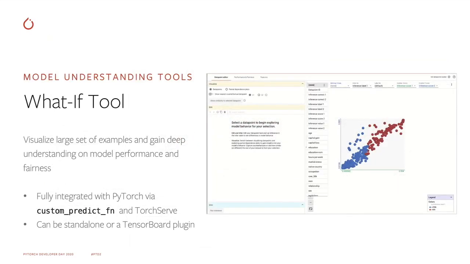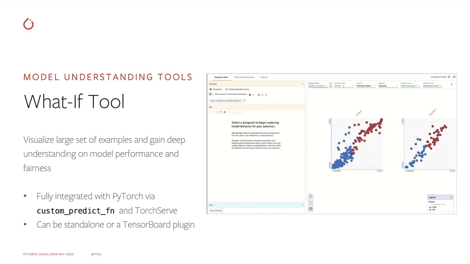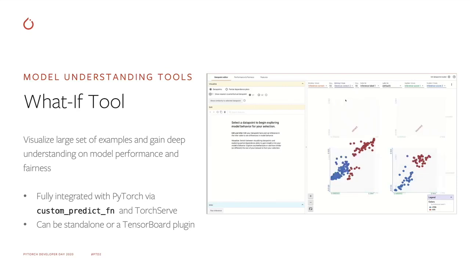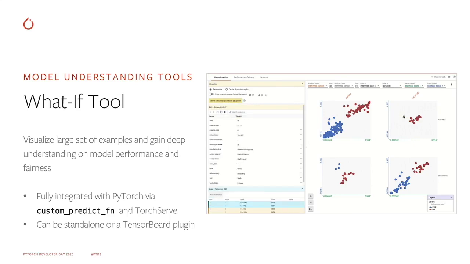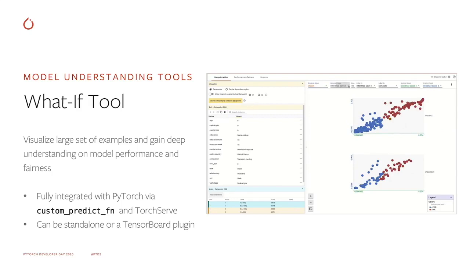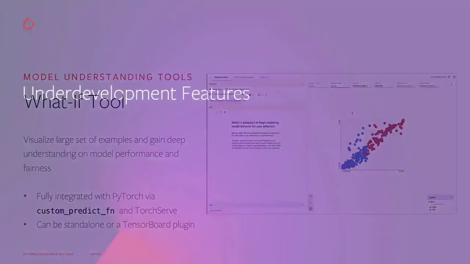The What-If tool allows us to visualize a large set of examples and bucketize them by either the feature value or the model prediction value to help gain a deep understanding of the model performance or fairness across different segments. It is fully integrated with PyTorch via the custom predict function and TorchServe. It can be viewed both as a standalone app or as a Tensorboard plugin.